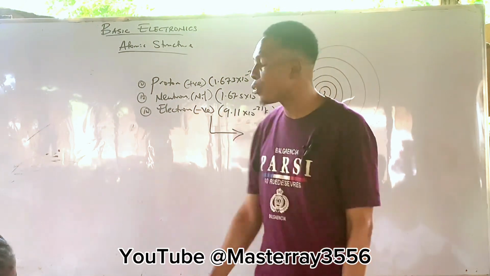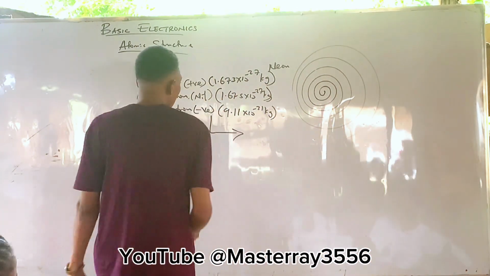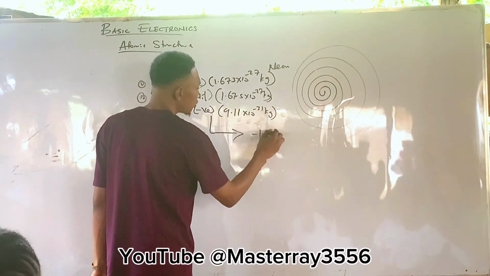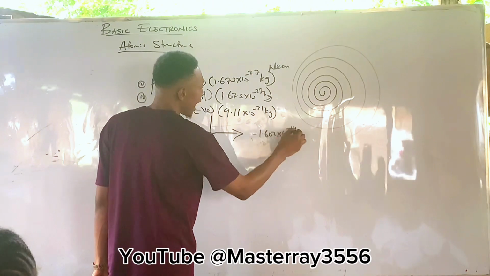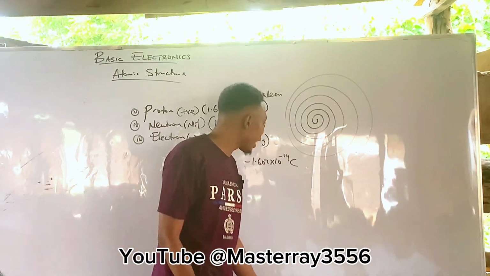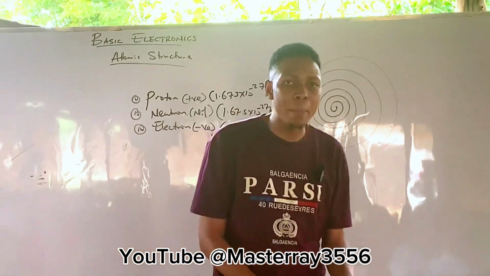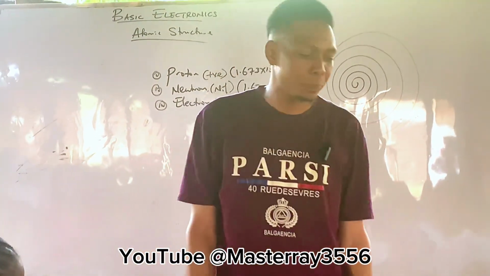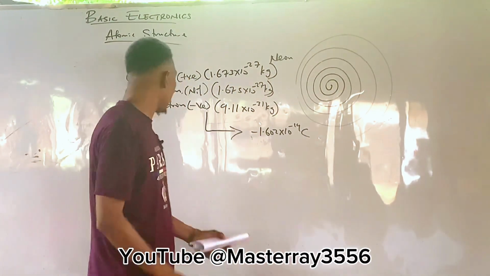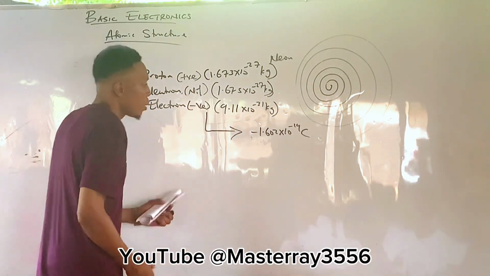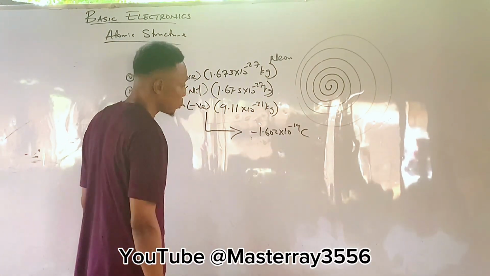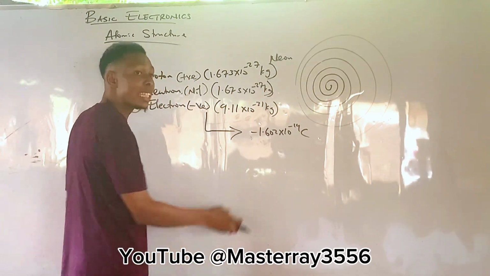With a value of minus 1.602 times 10 power minus 19 coulomb. Have you written that? Minus 1.602 times 10 power minus 19 what? Coulomb.